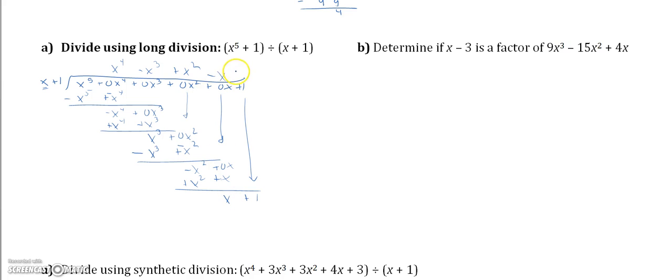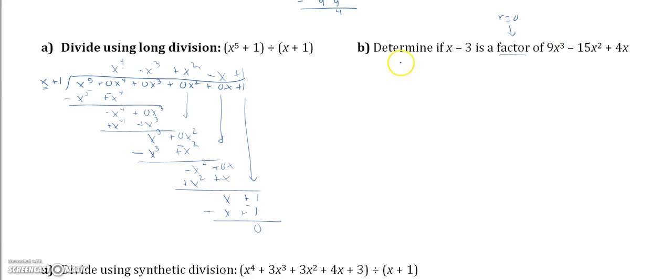X times 1 gives me x. And I multiply this by both terms. I have x plus 1, because 1 times x and 1 times 1. Then I'm going to subtract, and I get a remainder of 0, which means that these two are both evenly divisible into my polynomial. Okay, so the way we know that something is a factor is if it divides evenly, so that the remainder is 0. So in this first problem, I determined that x plus 1 is a factor of the polynomial x to the 5th plus 1 because I had a remainder of 0.